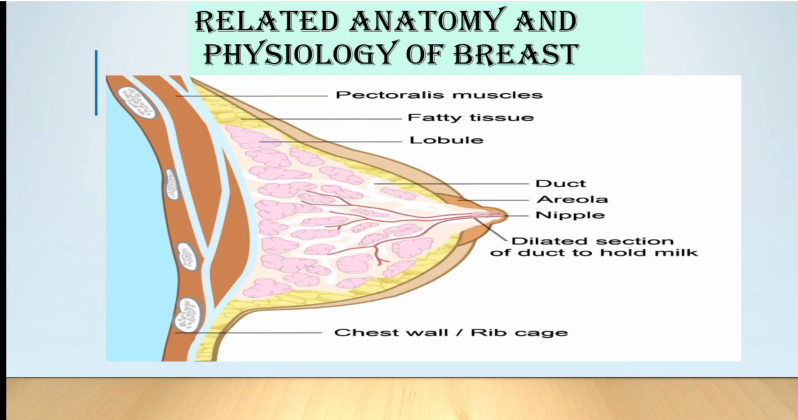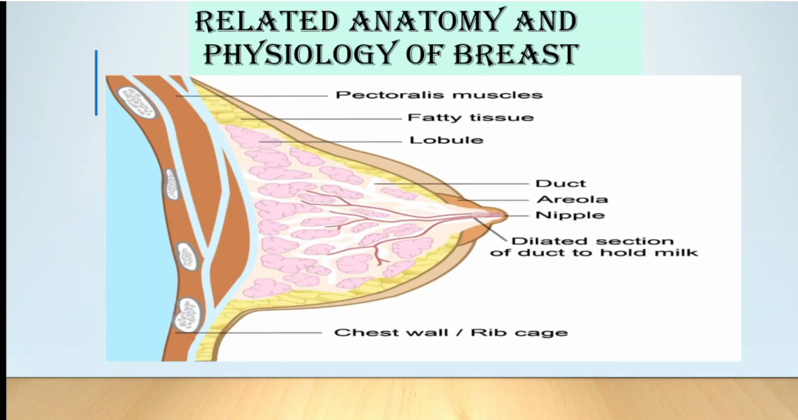In most cancer cases, it begins in the duct, so we can say the cancer mostly occurs in the ductal part, and we call it ductal carcinoma. Then again we have the areola. The areola is the pigmented area around the nipple. And most breast cancer, as I have mentioned, begins from the duct. So it is ductal carcinoma.